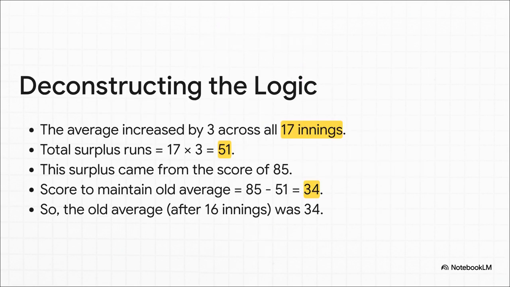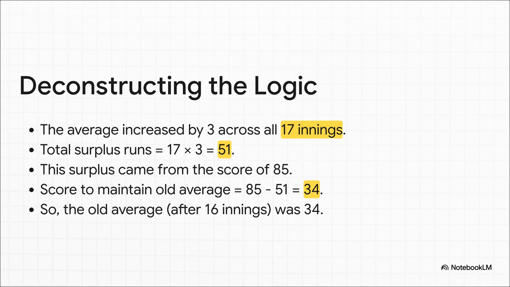Okay, let's break this down. Let's work it backwards. The average went up by 3, right? But not just for one inning. It went up by 3 for all 17 of them. So the total surplus effect on his run count is just 17 times 3, which is 51 runs.